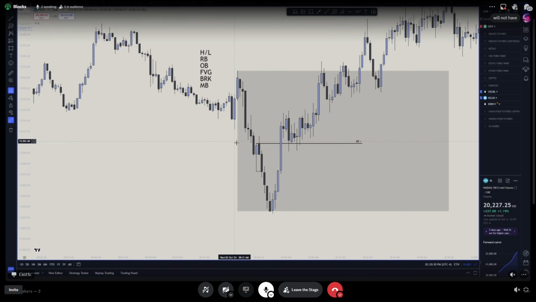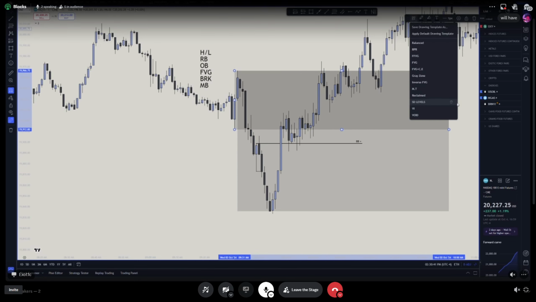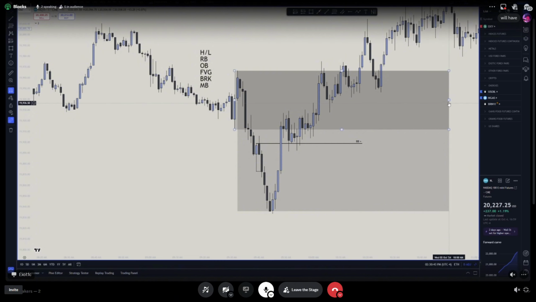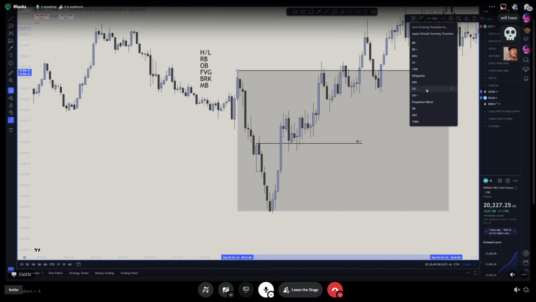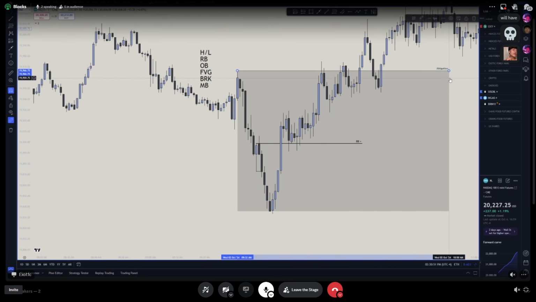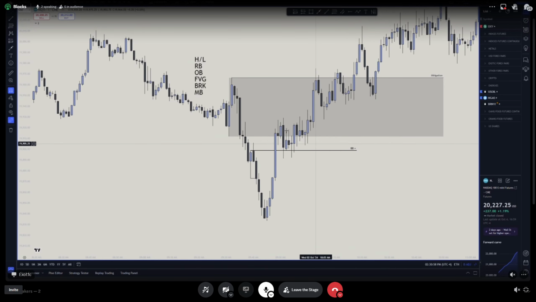Actually, in this case, we would have a mitigation block here. Because once again, remember guys, when I said time is fractal here, right? We're going to use that idea when it comes to mitigation blocks. So this is going to be a mitigation block right here, right? At this high here, it's going to be our mitigation block. And that'll technically be these two up close candles here, since it's going to be a bullish mitigation.